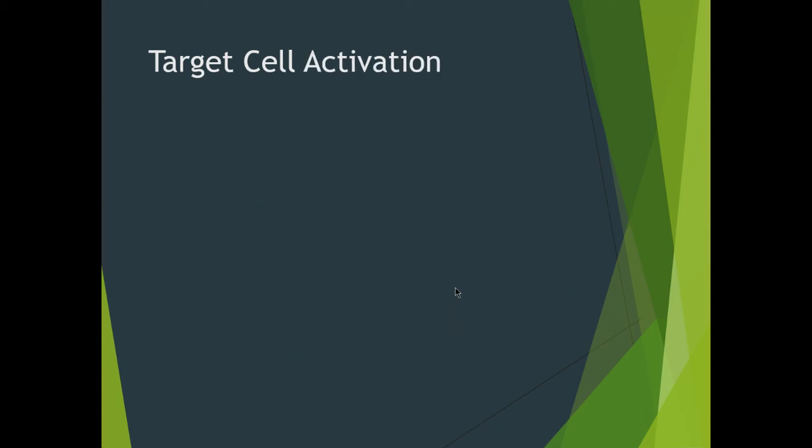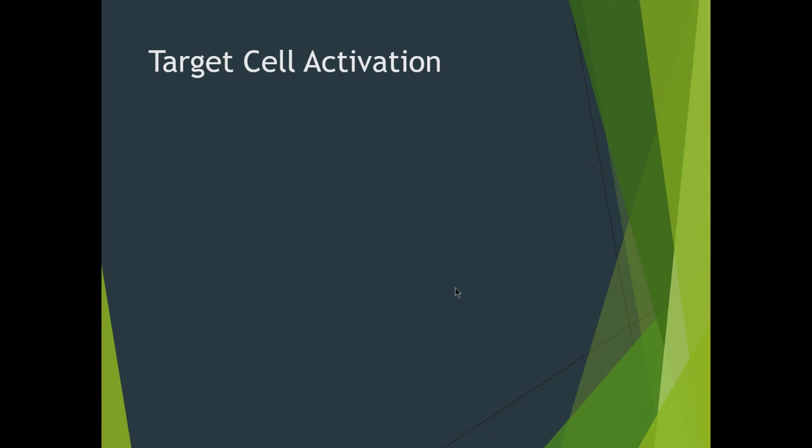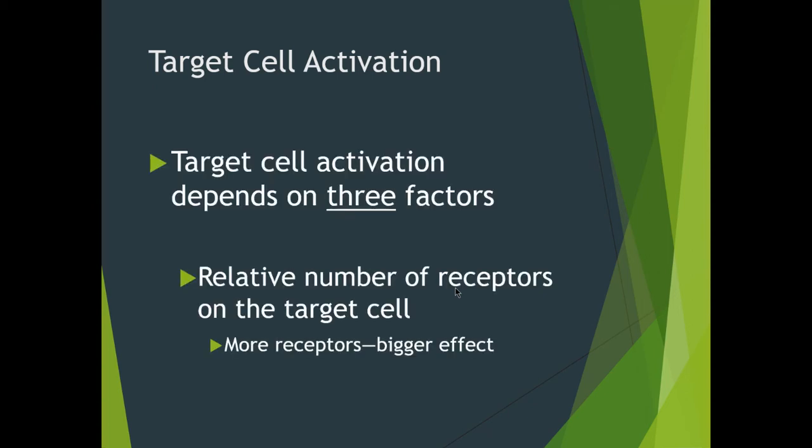Now, when we bind to the target, we bind to the receptors, we get an activation, and we get some sort of a response. Well, the size of the response that we get depends on more than one thing. It actually depends on three things. One thing is how much of the hormone is there. The more hormone we have, the bigger the effect. Another one is how many receptors are actually on the target cell.